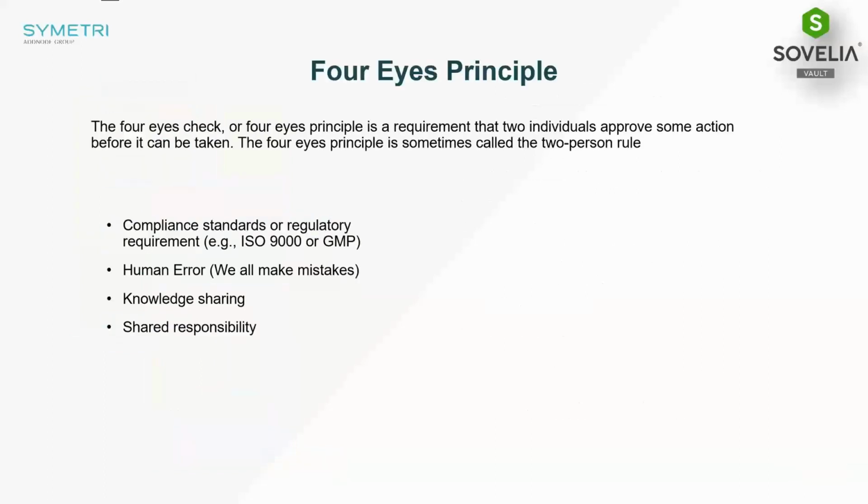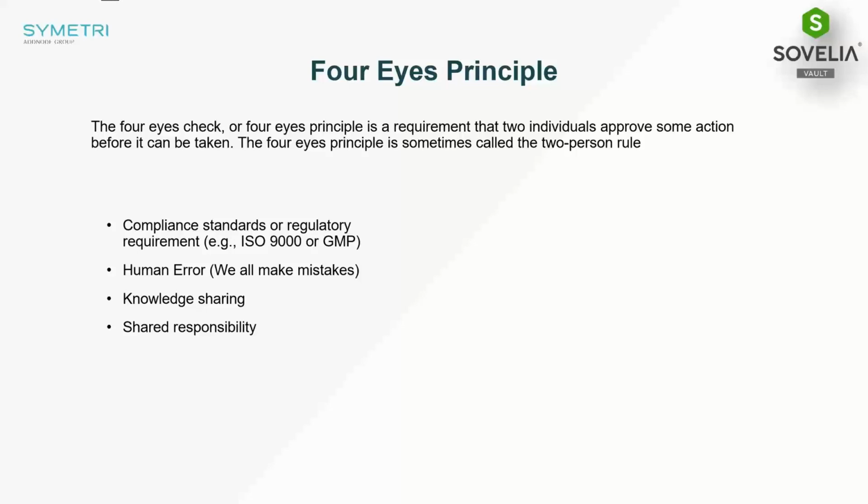So just want to talk about the 4 eyes principle, maybe just to make you all understand it a little better. The 4 eyes check, or the 4 eyes principle, is a requirement that 2 individuals approve some action before it can be taken. Essentially, it just means that the person who created a drawing can't also be the person who approves the drawing, in essence. The 4 eyes principle is also sometimes called the 2-person rule.